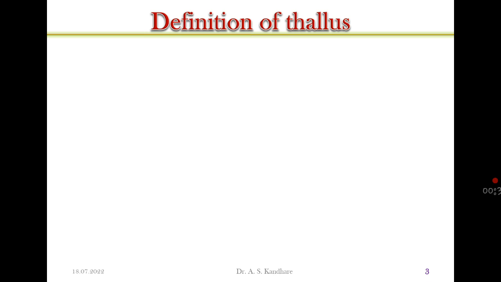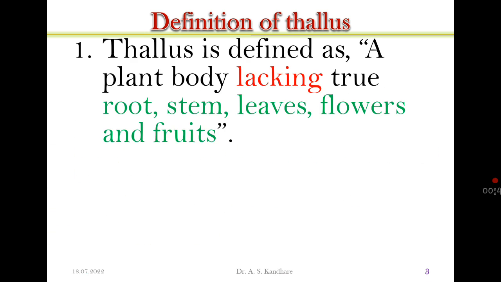First of all, let us know what is thallus. So here is a simplified definition of thallus. Thallus is defined as a plant body lacking true root, stem, leaves, flowers and fruits.